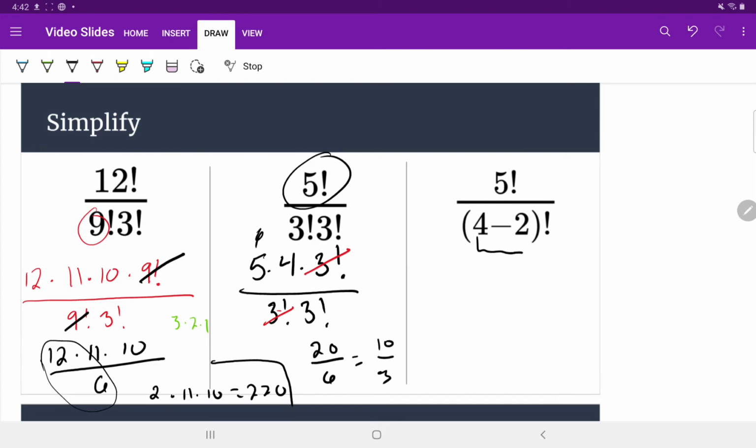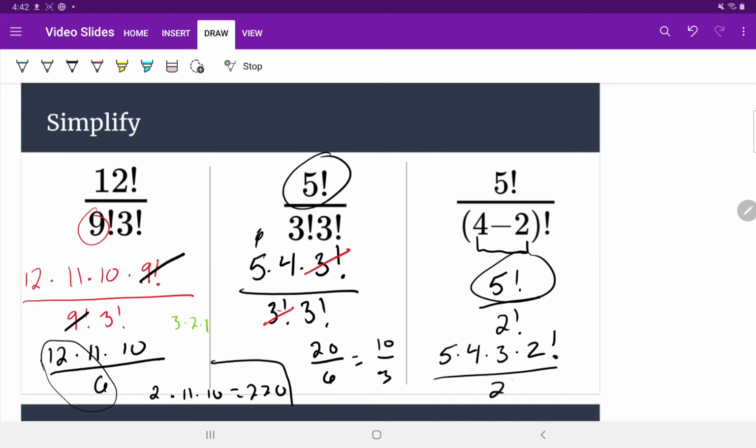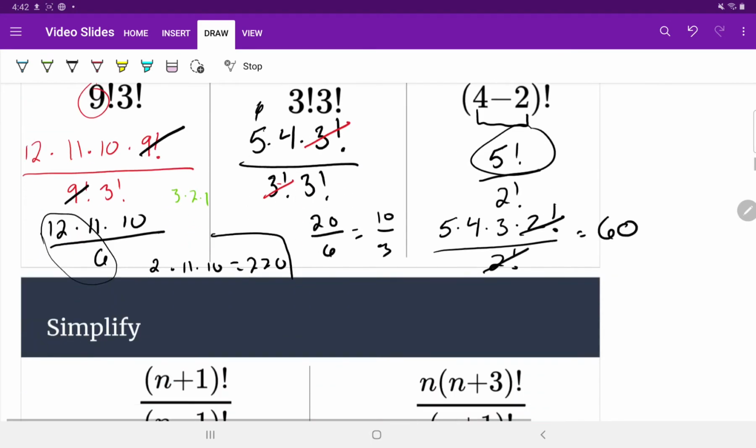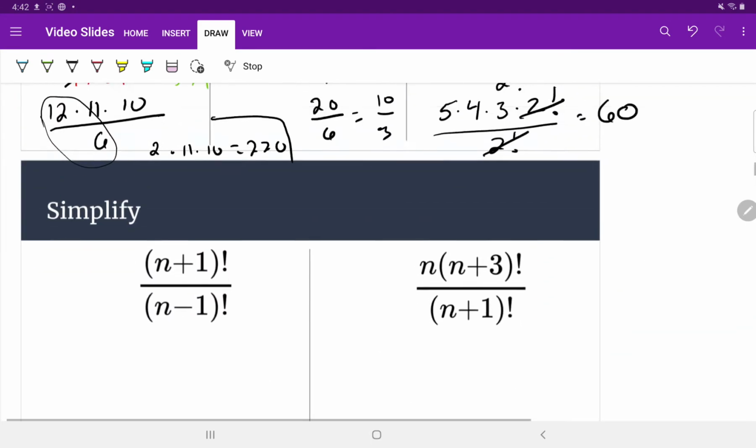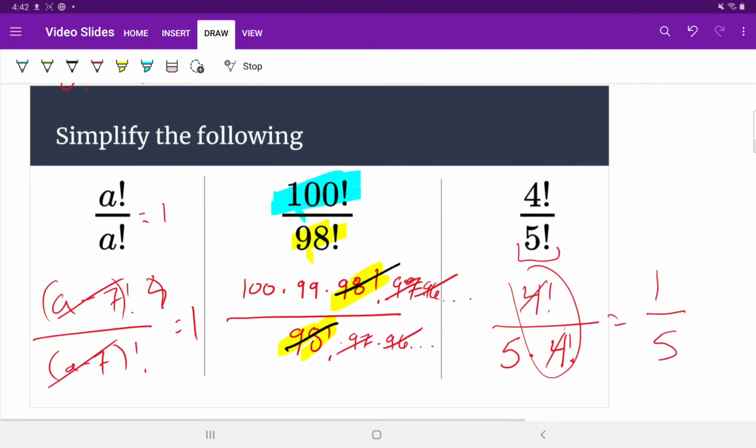Okay, important to follow our order of operations. So anything going on inside the brackets, we evaluate first. So 5 factorial over (4 minus 2) factorial is 2 factorial. And again, I'm just going to expand the 5 out until I hit the 2. So 5 times 4 times 3 times 2 factorial over 2 factorial, cancel, cancel, is equal to 20 times 3 is equal to 60.